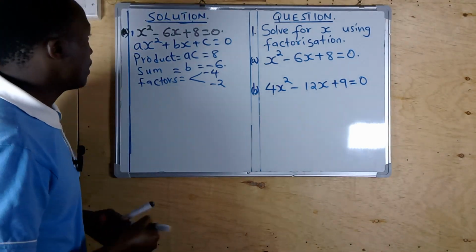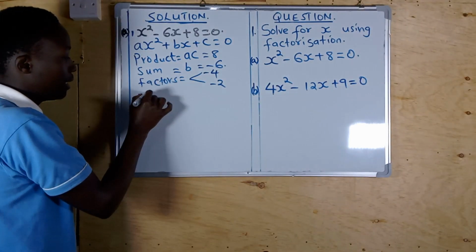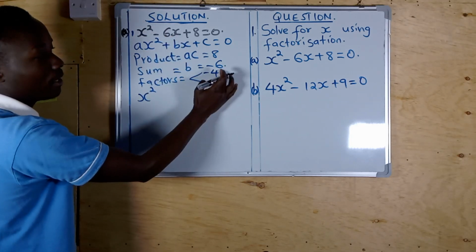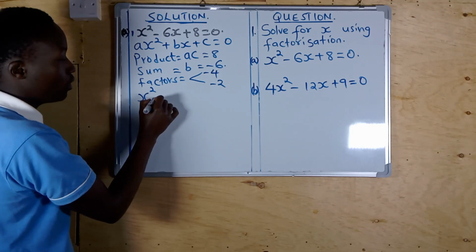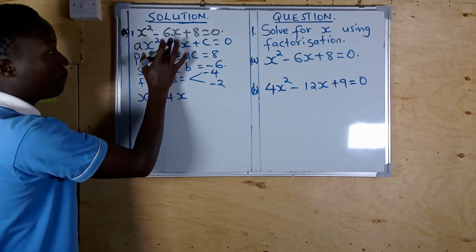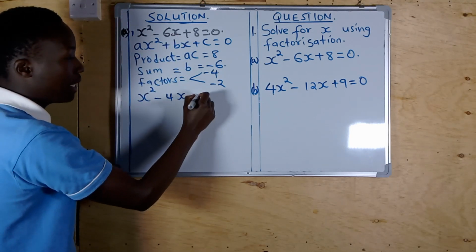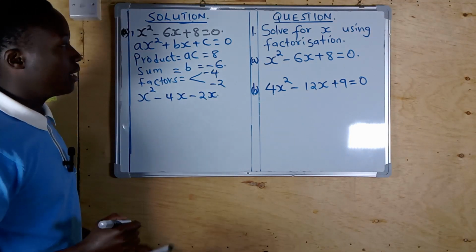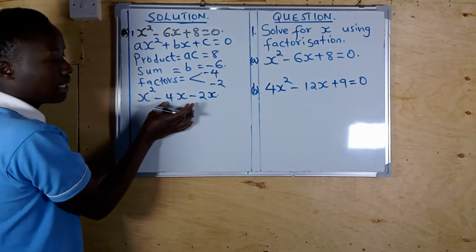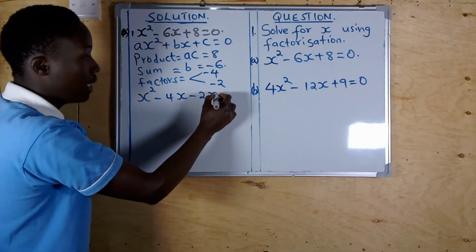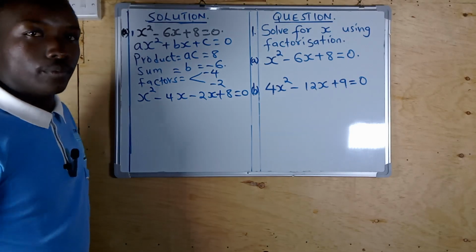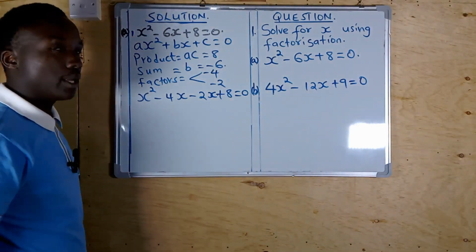In our next step, we take the first one, that is x squared. We replace our b with the factors. So we are going to replace it with minus 4x, the variable x still remains, minus 2x. Note that we have replaced our b with the factors, that is minus 4x minus 2x plus 8 is equal to 0. So having this equation, we are now supposed to factorize.